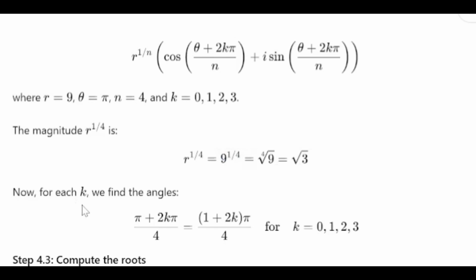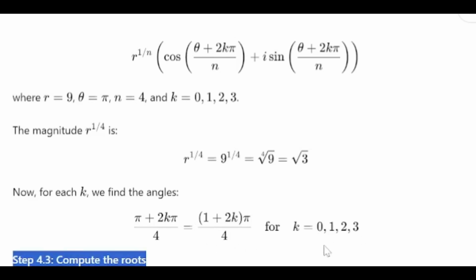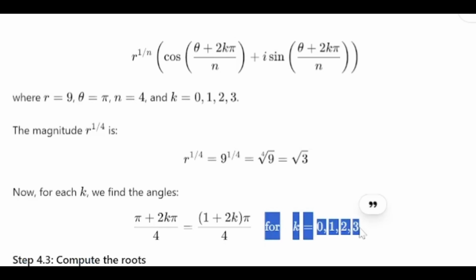Now, for each k, we can now find the angle. Theta plus 2k pi divided by 4 is equal to bracket 1 plus 2k, then bracket pi divided by 4, for k is equal to 0, 1, 2, 3.